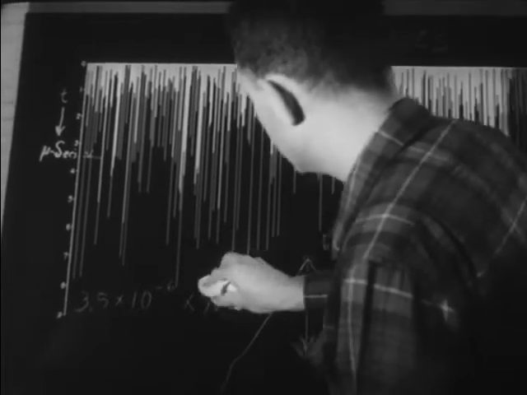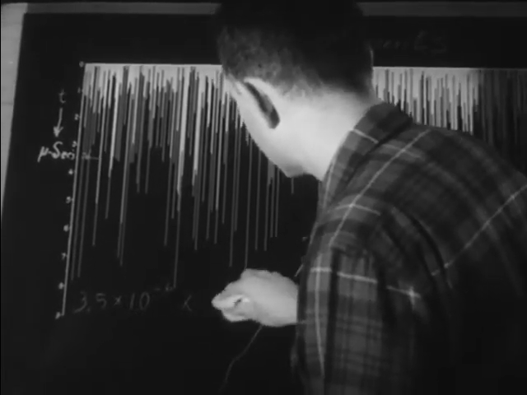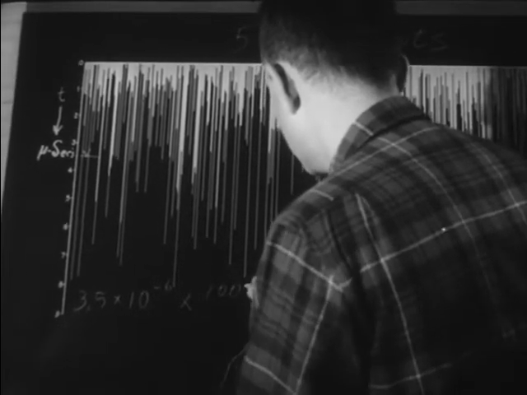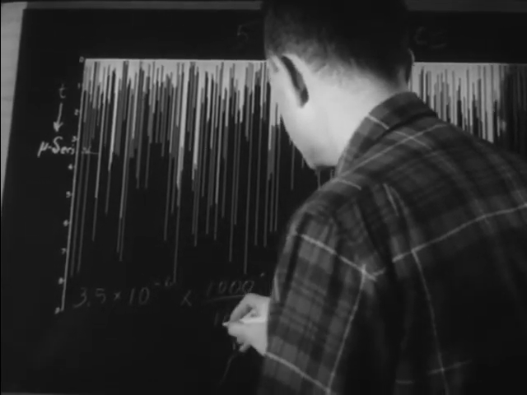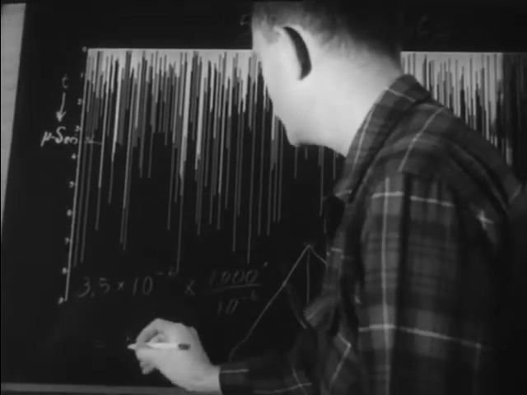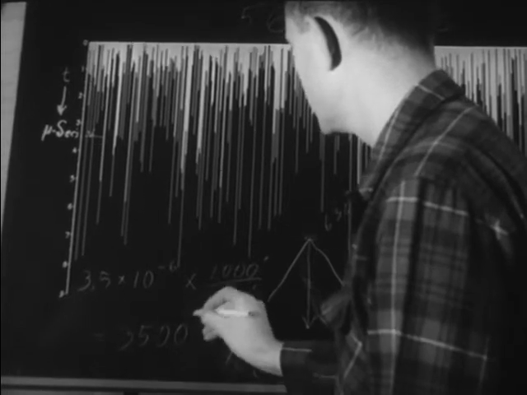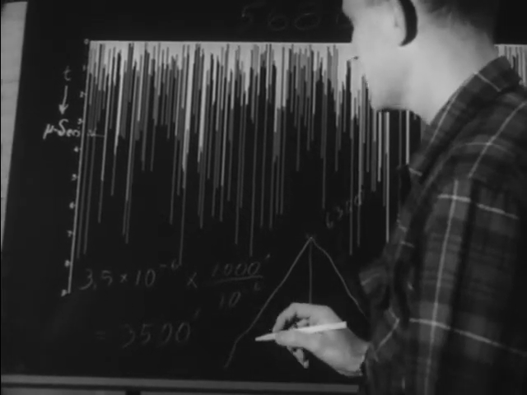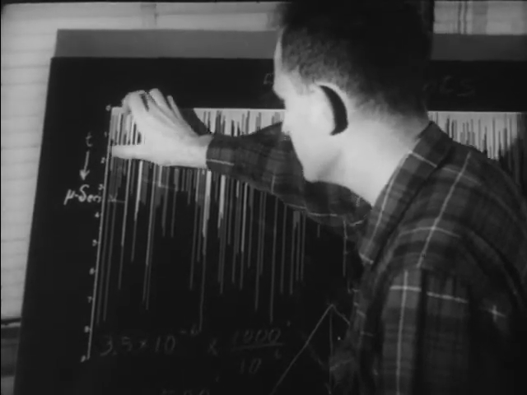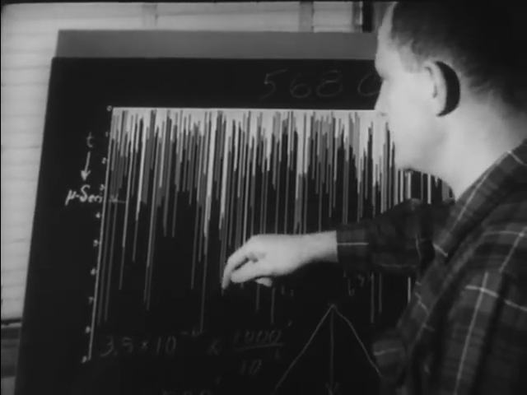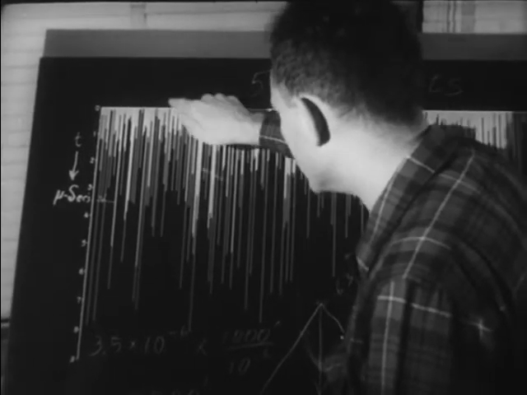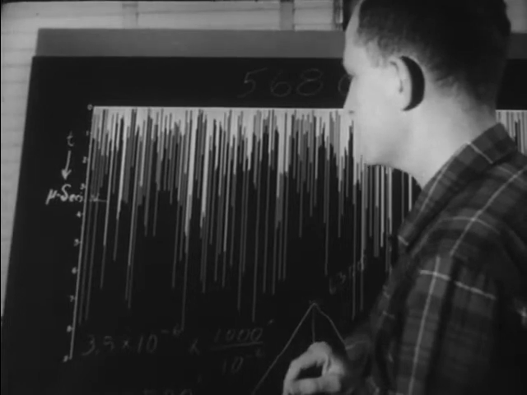That is, v is 1,000 feet per microsecond, so this particular meson would have gone on 3,500 feet before decaying. Now this one, which lasted only 2.4 microseconds, would have gone on only 2,400 feet before decaying. This one, which lasted nearly 5 microseconds, would have gone on nearly 5,000 feet.